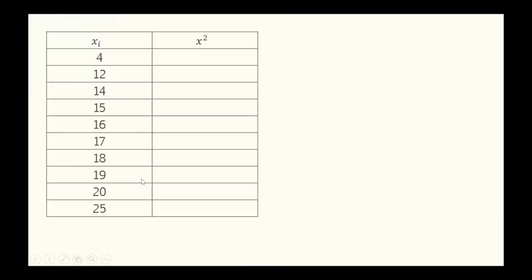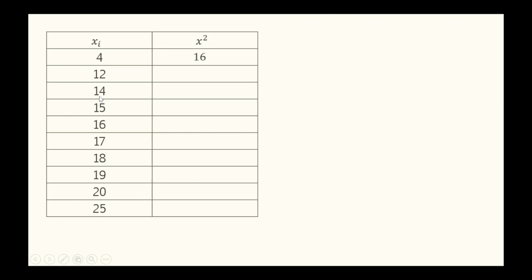Let's have this example, the example we had earlier. We have the heights of the plants. We have the scores here, or the heights of the plants: 4, 12, 14, 15, 16, 17, 18, 19, 20, and 25. There are two columns here. The second column is the square of the observations, or the height of the plant. So, 4 to 25, you just square them.